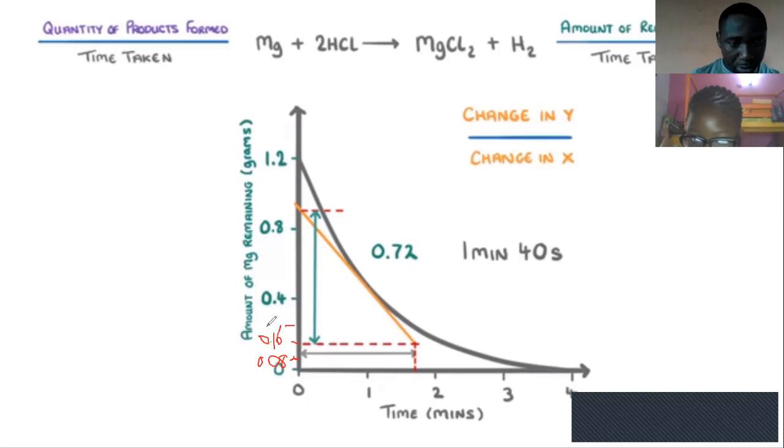Another line will be 0.24. Another one will be 0.32. Then after 0.32, the next one is 0.4. But do you understand how I got these values inside?